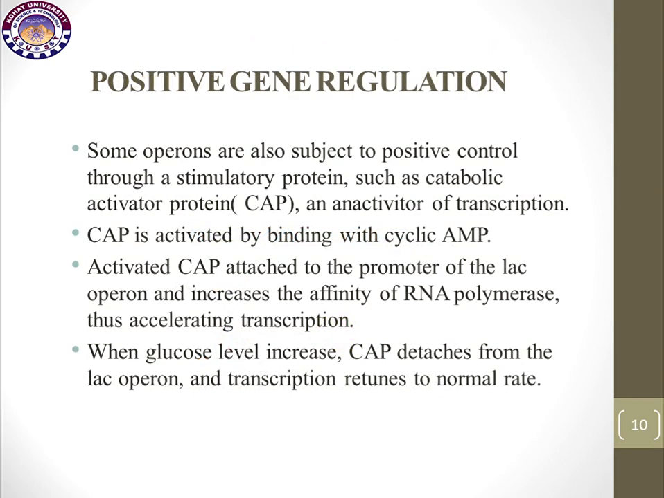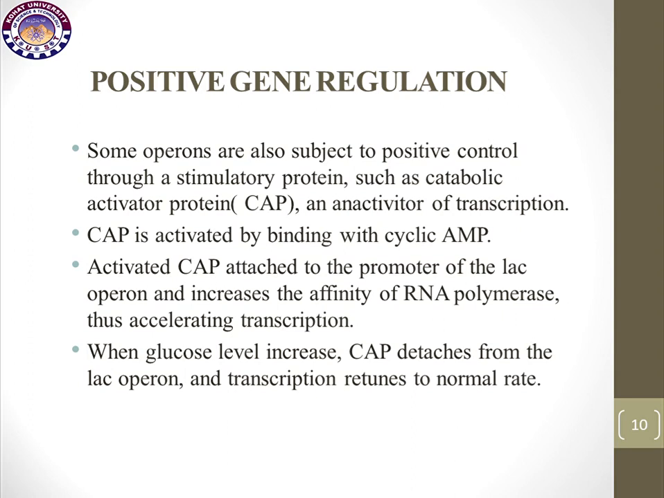Positive gene regulation. Some operons are also subject to positive control through a stimulatory protein known as CAP, catabolite activator protein, whose function is to activate transcription. If CAP is activated by binding with cyclic AMP, the activated CAP attaches to the promoter region of the lac operon. Its function is to increase the affinity of RNA polymerase, thus accelerating transcription.